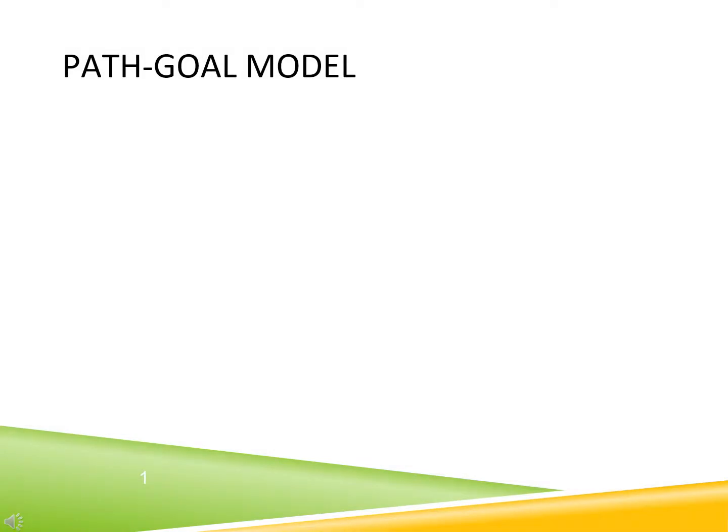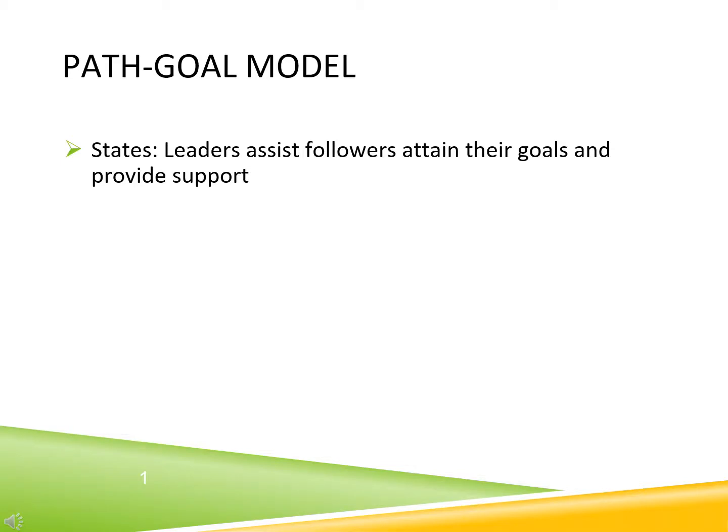Alright, so we're going to do an overview of the path goal model. The path goal model states leaders assist followers to attain their goals and provide support. There are 4 leadership styles in the path goal model. The first one is directive, where the leader lets employees know what is expected of them and tells them how to perform their tasks.